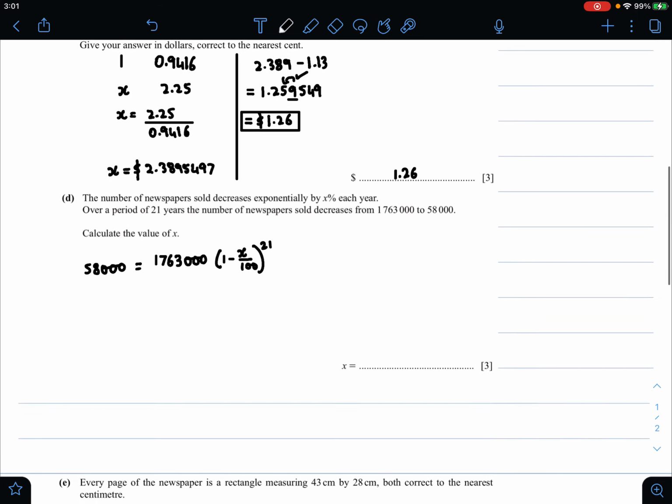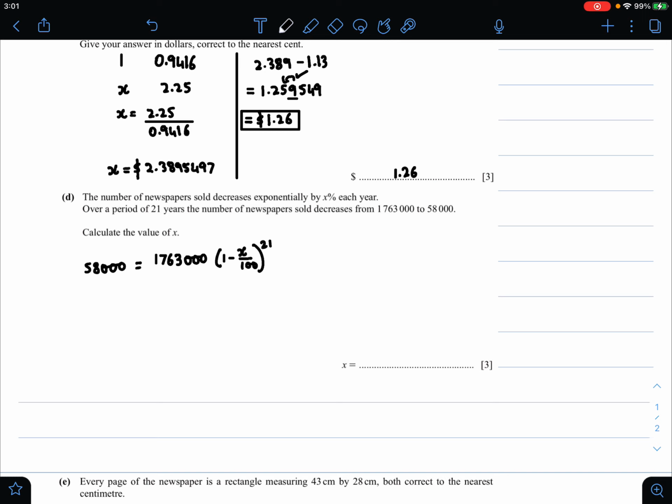So now what we have to do is calculate the value of x. So let's take the principal amount to the other side of the equation first. So when we do that, multiplication becomes division. So 58,000 divided by the principal amount, that is 1,763,000, is equal to 0.032898468, and it is equal to 1 minus x by 100 the whole raised to 21.